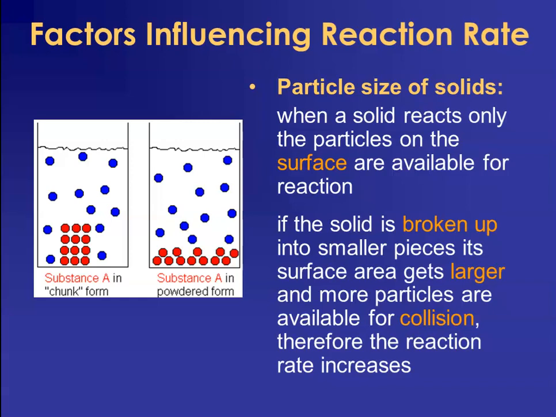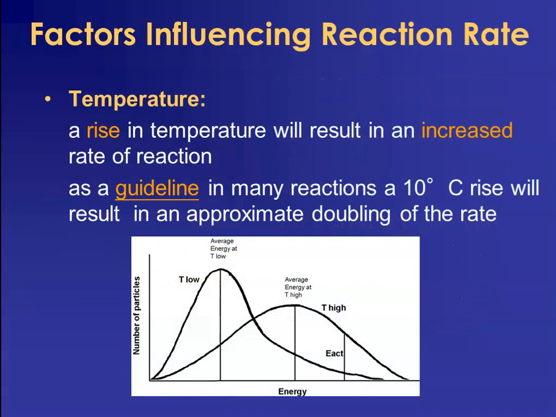with whatever they are combining with. So more surface area, more collisions, hopefully better orientation, and more energy to get you to the transition state more effectively. Temperature will also play a role. As you increase your temperature, your rate of reaction should also increase. It's going to increase your kinetic energy, which will increase the amount of energy associated with your collisions. Approximately 10 degrees Celsius increase will cause a doubling of your rate.